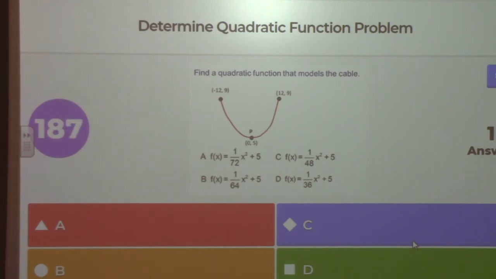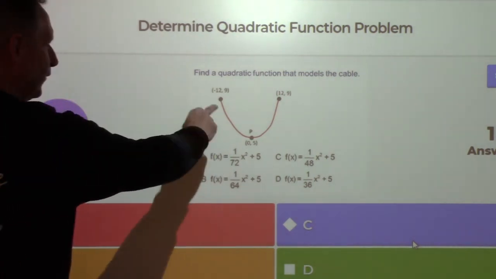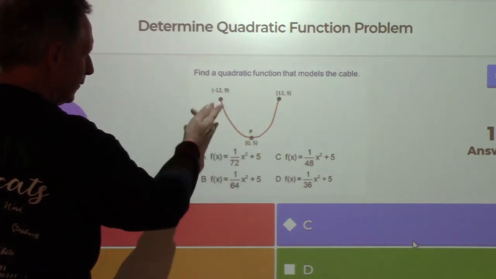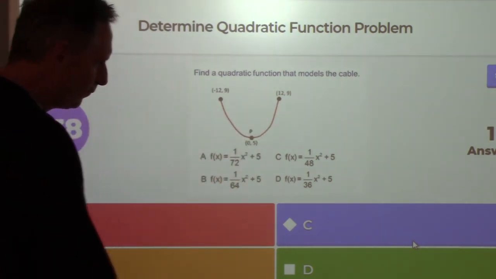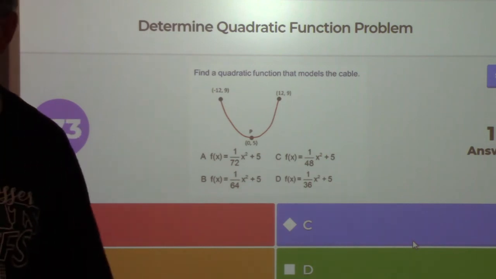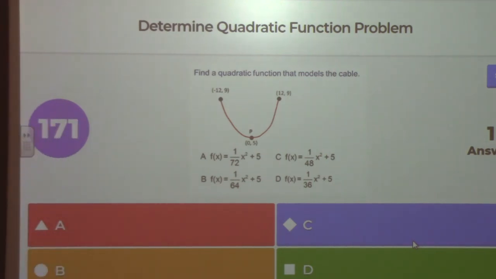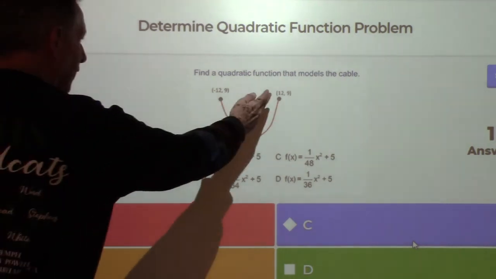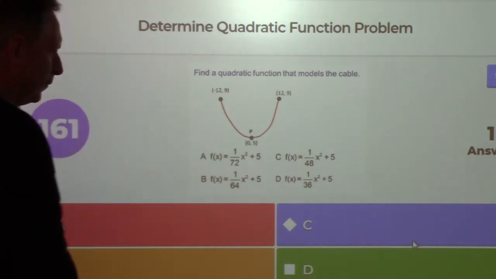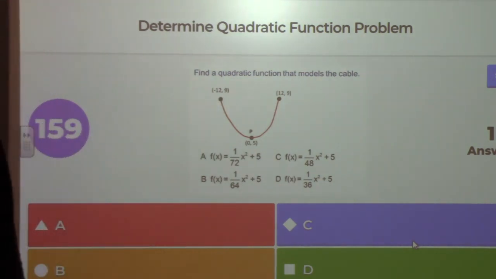This point at the bottom is 0,5. This one here is negative 12,9. This one here is 12,9. So that's what it is. Does that help you? Yeah, thanks. Yeah, negative 12,9, 12,9, and 0,5. So it's not C. Did you seriously? I'm so happy you did C.